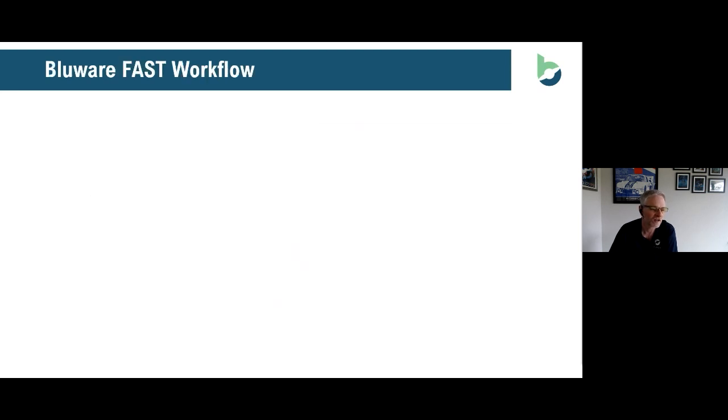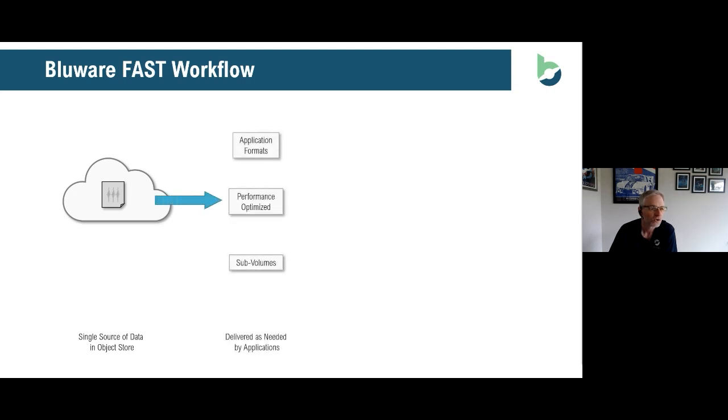Let's look at a typical FAST workflow. Our single source of data is stored in a centralized library and object store. It's delivered to applications as needed. Applications require their own format. They might require specific performance optimizations, for example, inline, crossline, and slice optimizations. Some applications require smaller amounts of data, such as subvolumes.